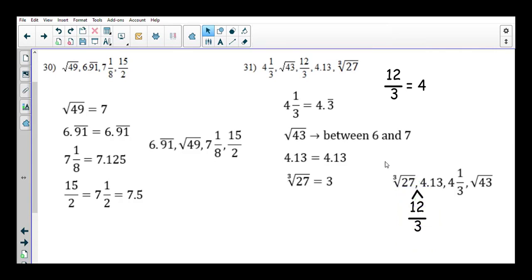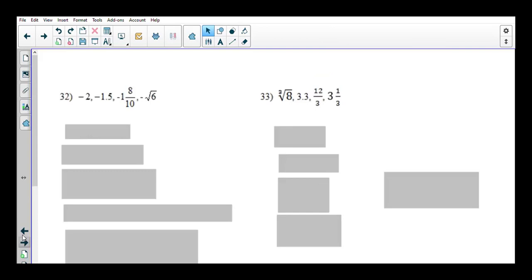So my smallest again is the cube root of 27, which is 3. Up next would be the number 4, which is 12/3. Then we would have 4.13, followed by 4 1/3. They are not equal to each other because 4 1/3 is 4.3 repeating. And then clearly the square root of 43 is going to be the largest since it's between 6 and 7. So again, cube root of 27, 12/3, which I neglected, 4.13, 4 1/3, and the square root of 43. All right, number 32. Negatives.